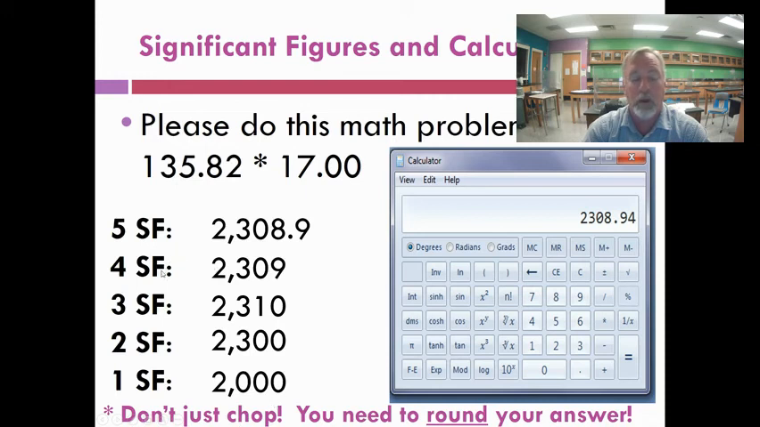If you look at 4 sig figs here, the answer was 2309. We have to round. It wasn't 2308. We didn't just chop off this 0.94. We rounded. So I want you to be careful with rounding. Rounding, you guys should be comfortable. Hopefully you've done that in math class a long time and often. Here, I want you to be careful about rounding, and then don't move your decimal.